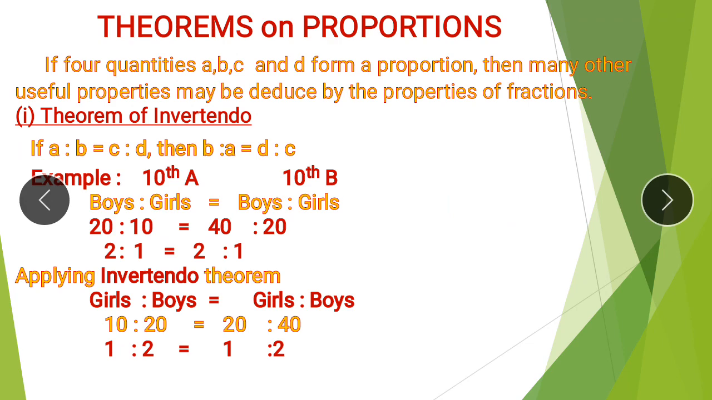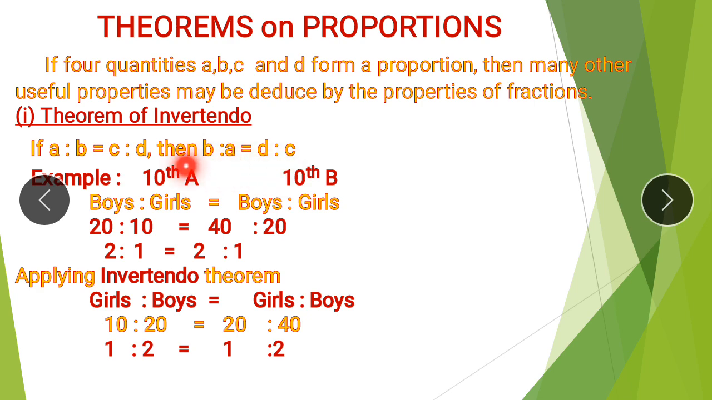Invertendo is basically a Latin word, therefore it sounds different while starting it. So the theorem of invertendo states that if A ratio B is in proportion with C ratio D, means if A ratio B is equal to C ratio D, then B ratio A will also be in proportion with D ratio C. What we can observe here is that if we interchange the places of A with B, C with D, the ratio will remain the same.